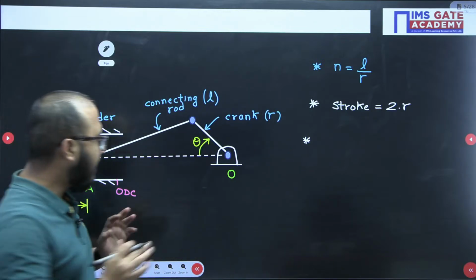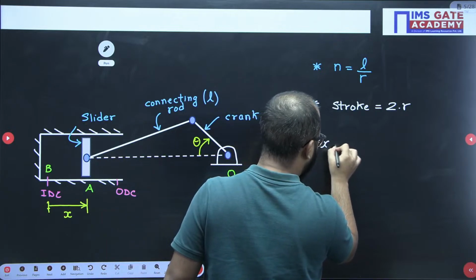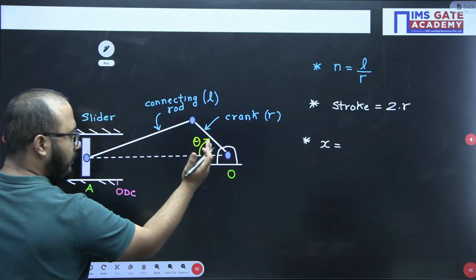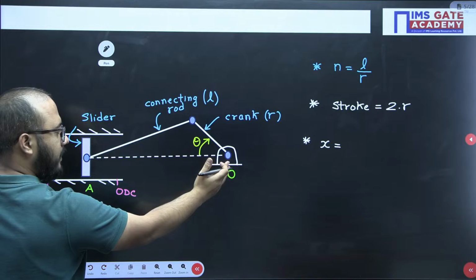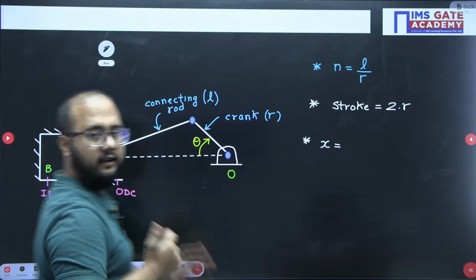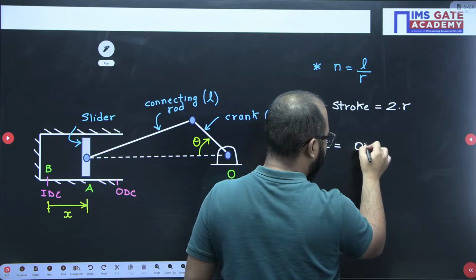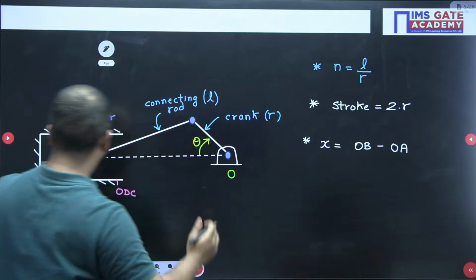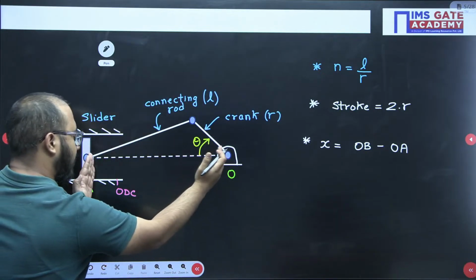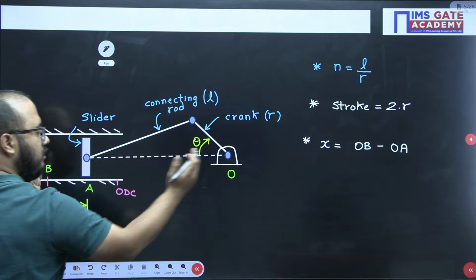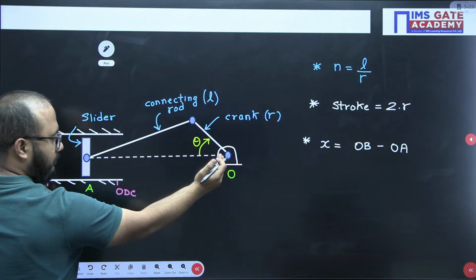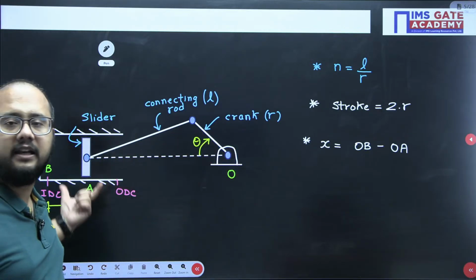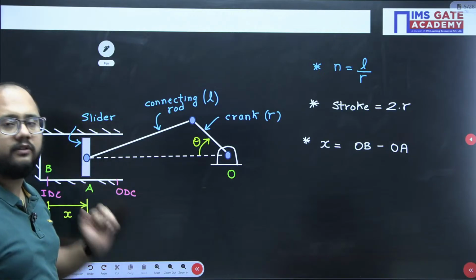So x, first of all, this displacement of a slider can be written as the total OB distance, if I subtract OA from this OB distance. Please observe this part, very important: OB minus OA I have written here. From point O to B, whatever the distance is there, if I subtract OA from this distance, I will get this x value. That is the displacement of the slider.